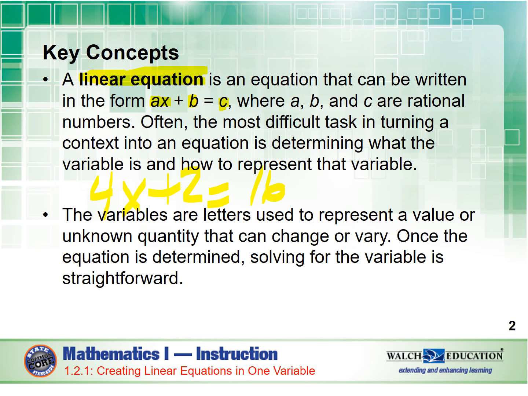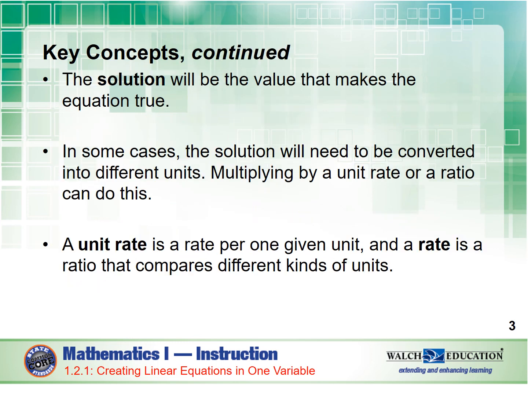Often the most difficult task in turning a context into an equation is determining what the variable is and how to represent it. Variables are letters, and they're used to represent a value or unknown quantity that can change or vary. Once the equation's determined, solving for the variable is pretty straightforward. We're going to use either addition, subtraction, multiplication, or division. Those are the four main operations that we'll use to solve equations and inequalities. The solution will be the value that makes the equation true, the thing that makes it equal the same thing on both sides.